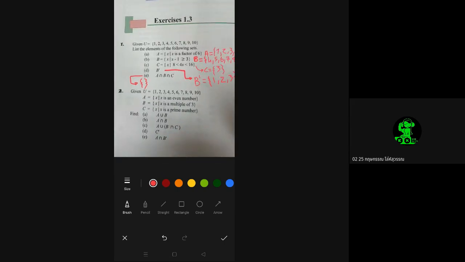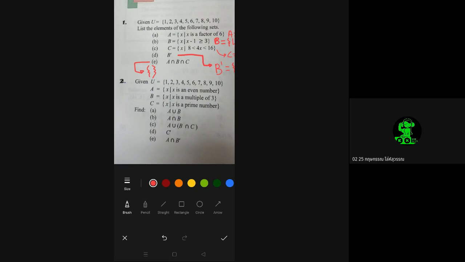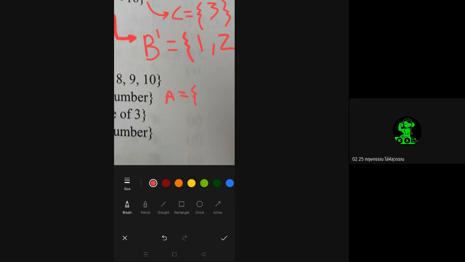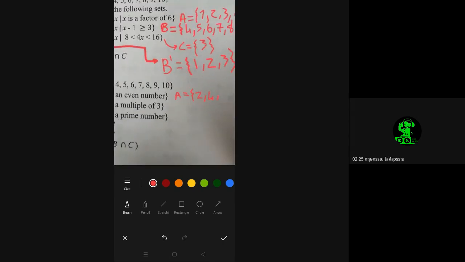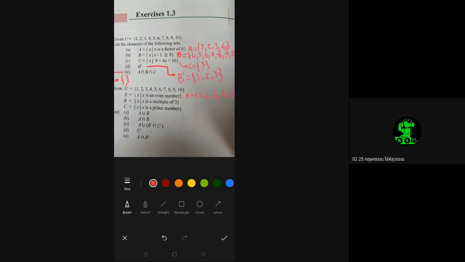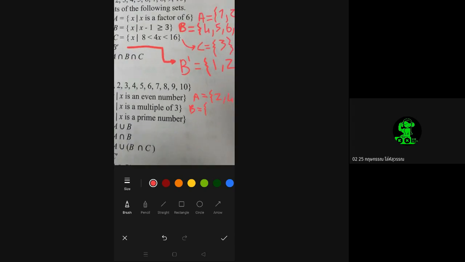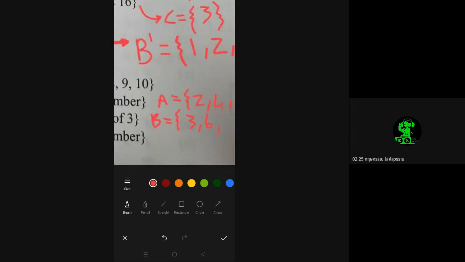Okay, we continue to part 2. The universal set is from 1 to 10. Set A, x is an even number. What is set A? From here, even numbers 2, 4, 6, 8, and 10. This is set A. Set B is multiples of 3. What is it? 3, 6, and 9. And then set C is the prime numbers.